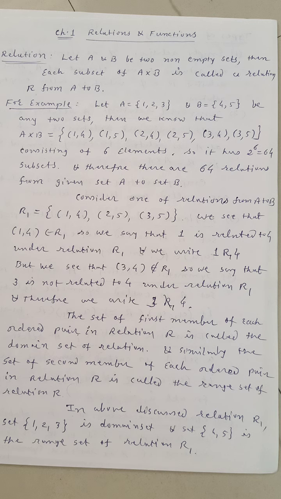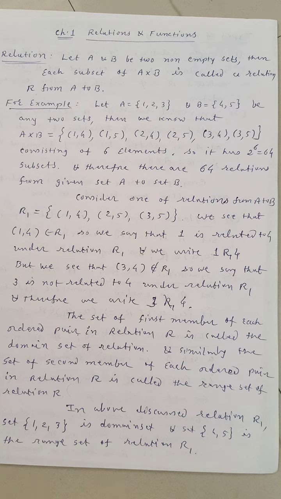Now the set of first members of each ordered pair in relation R is called the domain set of the relation. This is the definition of the domain set of a relation. Similarly, the set of second members of each ordered pair in relation R is called the range set of relation R.